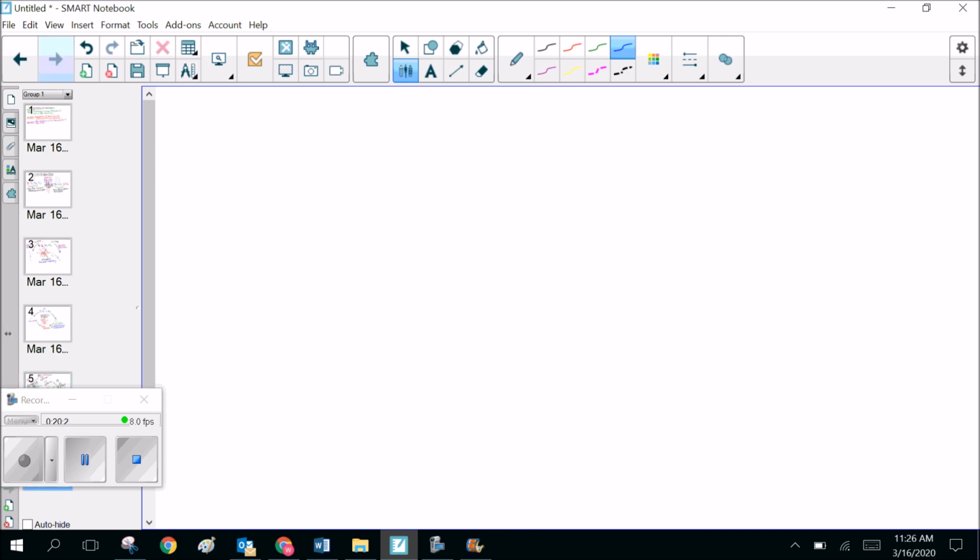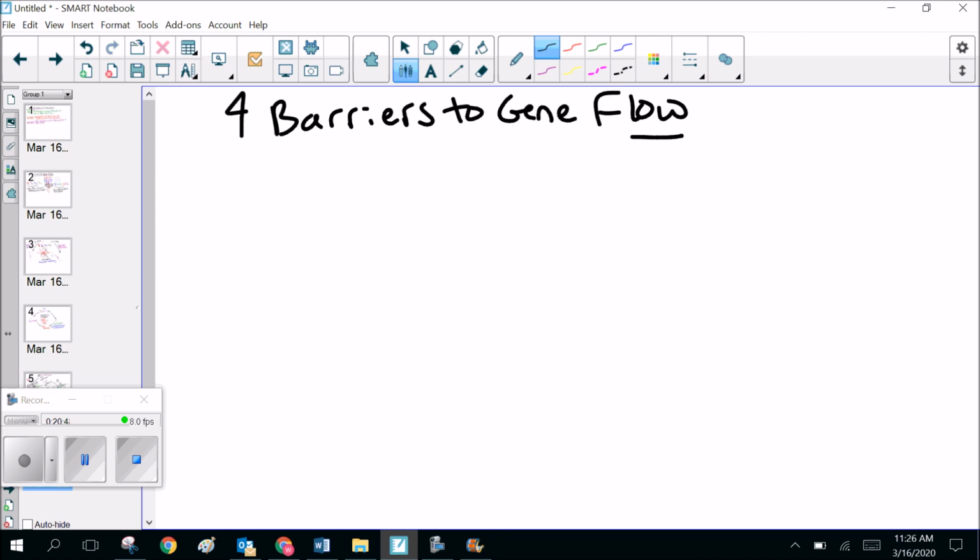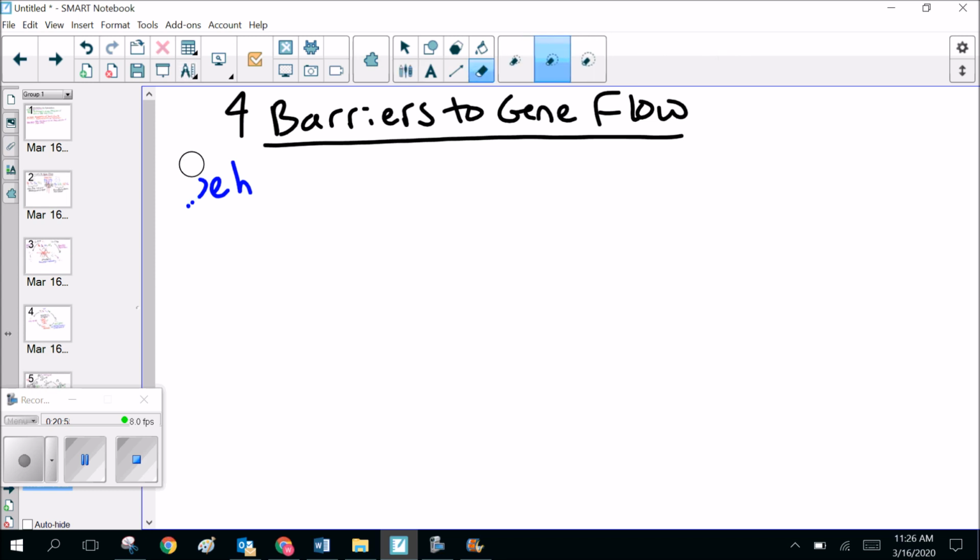So there are three types of selective barriers to gene flow. Actually, there's four types we're going to very briefly talk about. And I know this is going on for a little bit. Speciation is kind of a long topic, so I'm going to make this as short, sweet, and to the point as I possibly can. Okay, so what are the four barriers to gene flow? The first one is behavioral. And that's what we just talked about.